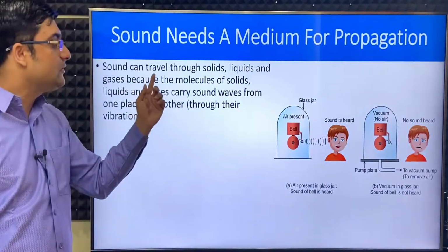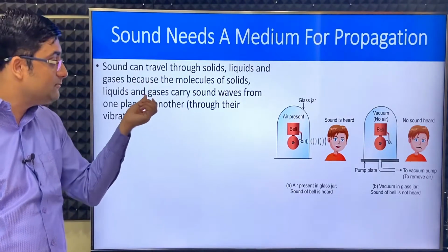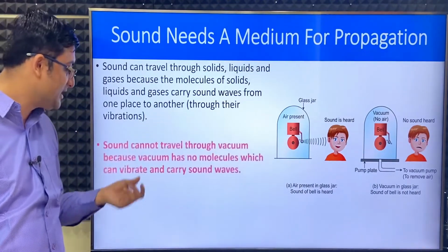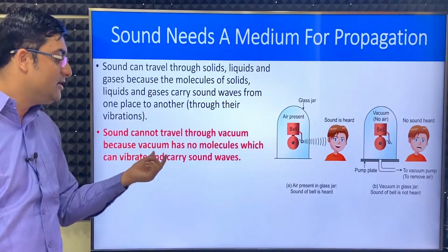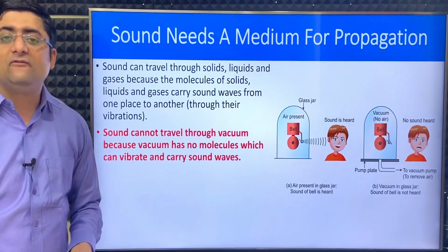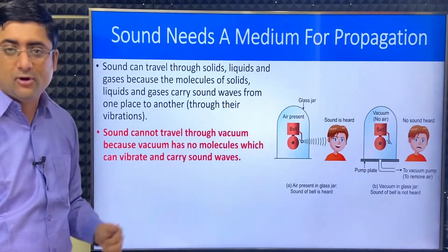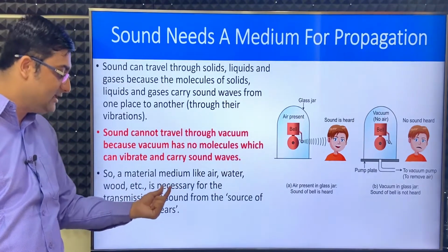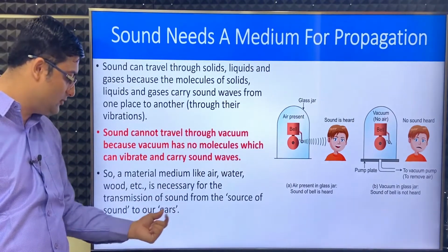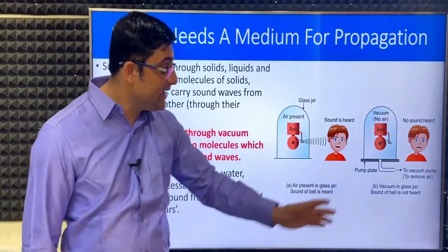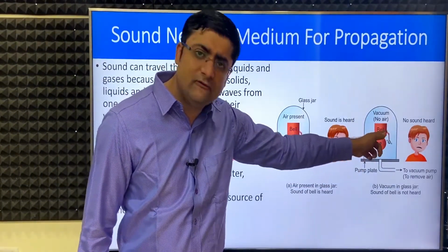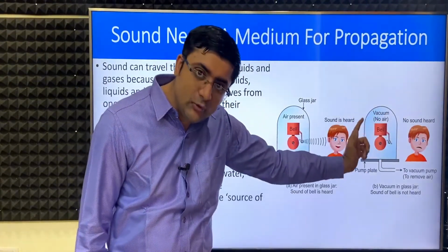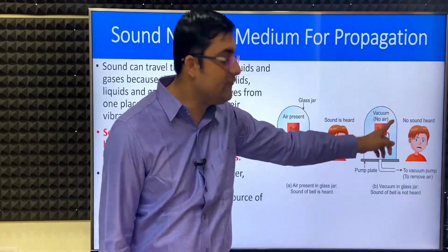So see, sound can travel through solid, liquids and gases because molecules carry sound wave from one place to the other. This is the key point, guys. Sound cannot travel through vacuum. Why? Because vacuum has no molecules which can vibrate and carry sound waves. Very important point, guys. So a material medium like air, water, wood, etc. is necessary for the transmission of sound from the source to our ears. Remember guys, in this case also sound is being produced. Whenever an object vibrates, sound is produced. But because there is vacuum over here, means no air, hence no molecules, therefore sound is not traveling.